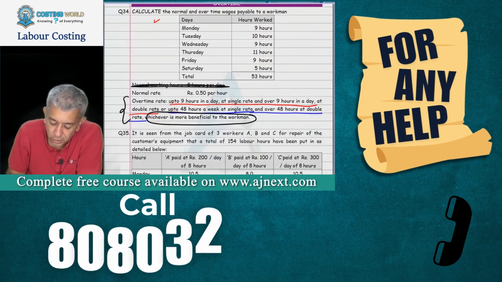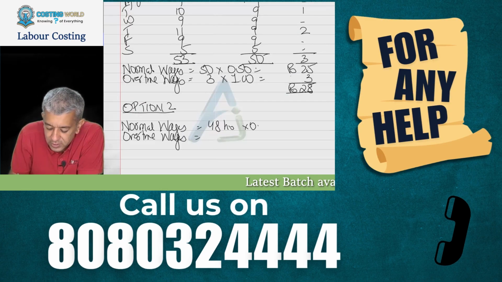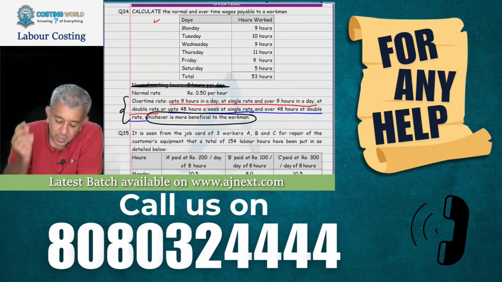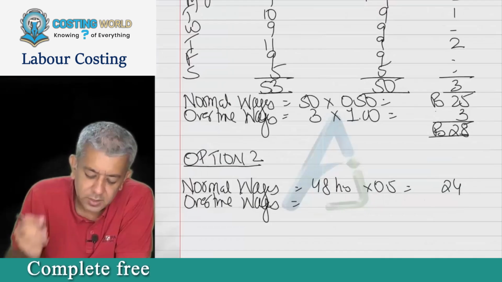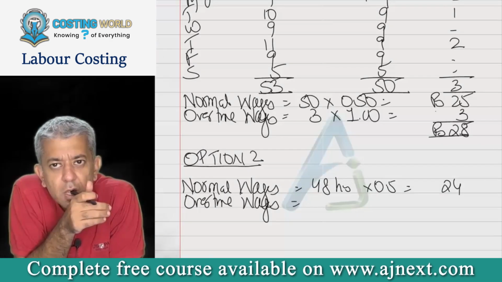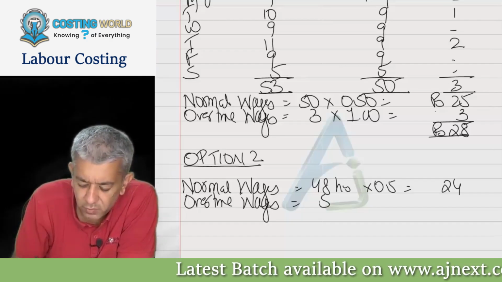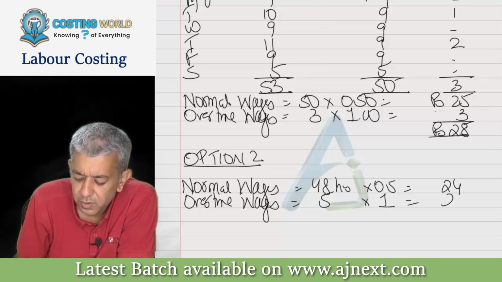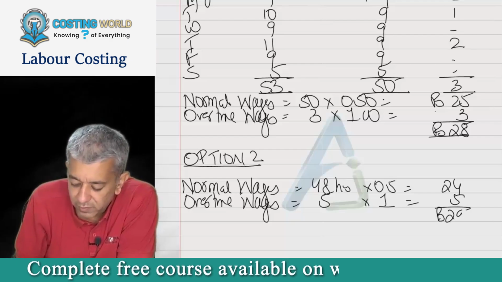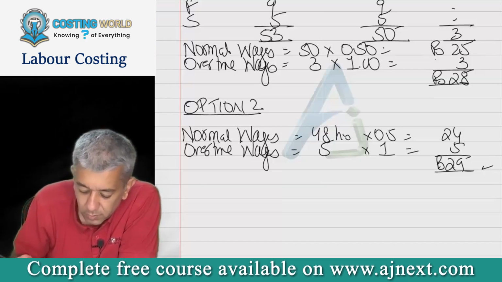Okay. Under option 2, up to 48 hours, a single rate. So therefore 48 hours into 0.5, 24. And above 48 hours, tell me, above 48 hours will make it how many hours, beta? 5 hours, because it was 53 hours, no? So out of that 48 is written over here. So therefore 5 into 1, so this will become 5. Total becomes 29. Whatever is more beneficial to the workman. So obviously this is more beneficial.